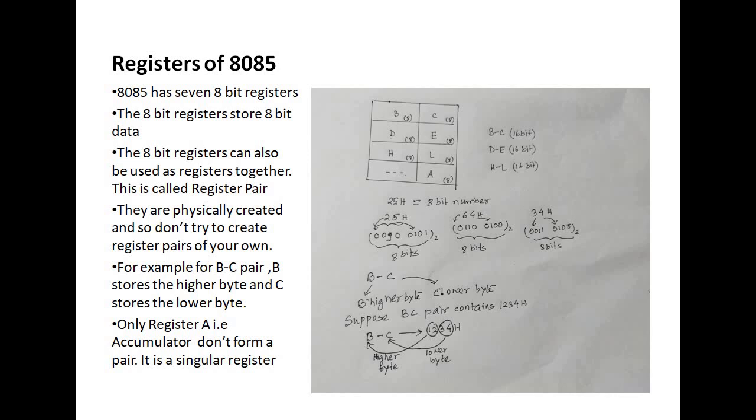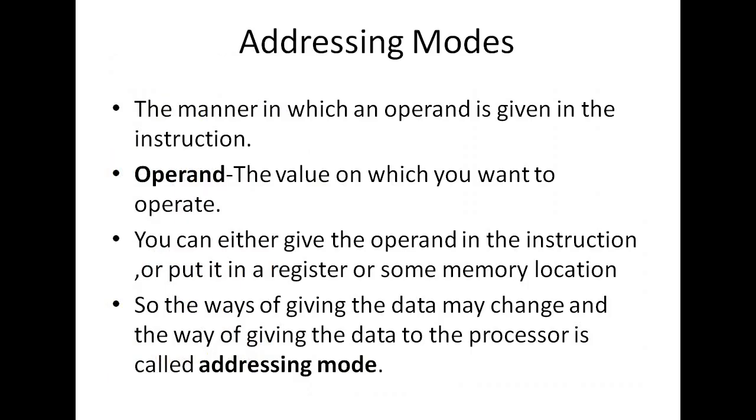So this is a small idea about the background that I wanted you to have. Okay, so let us go to the next slide. Now the topic that we're going to discuss today is addressing mode. So what do you mean by addressing modes? Addressing modes means the manner in which an operand is given in an instruction. So when you write an instruction in assembly language, you have an operand, right? So what do you mean by operand? Operand means the value on which you want to operate.